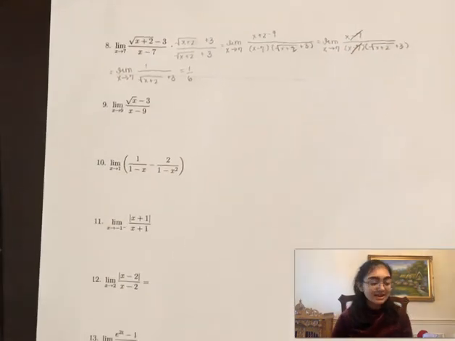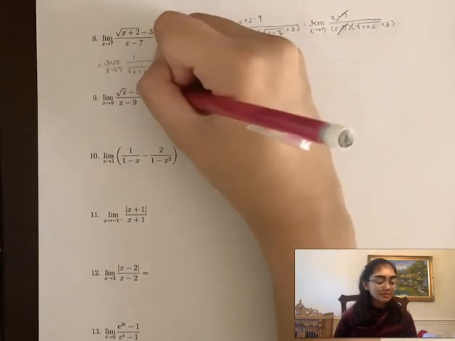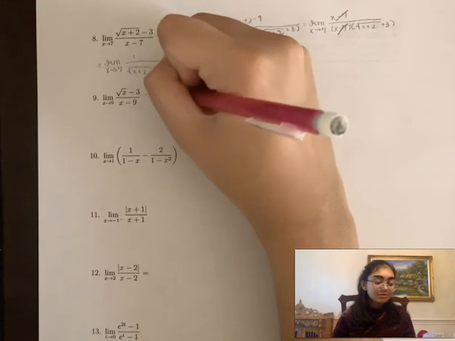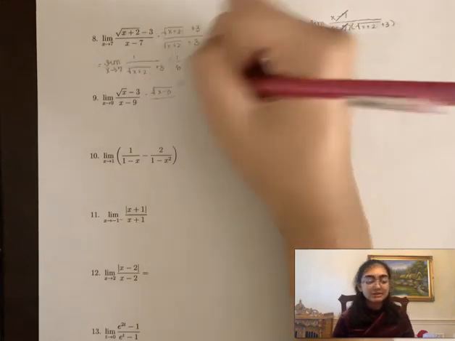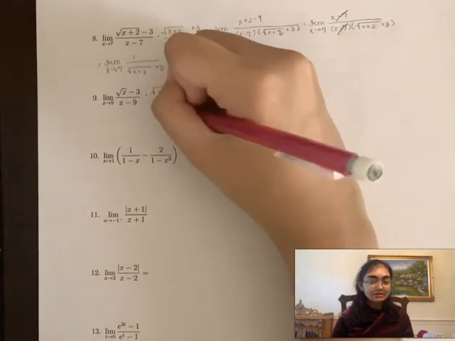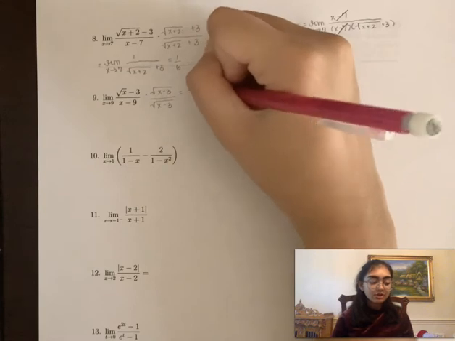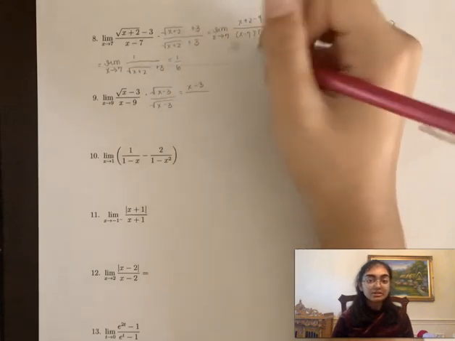Moving on to number 9, we're going to do the same thing that we did in number 8. Since after we plug in 9 to all of the x's, we get 0 over 0, we're going to move on to step 2. And in this case, we're going to multiply by the conjugate. So we're multiplying by square root of x plus 3.